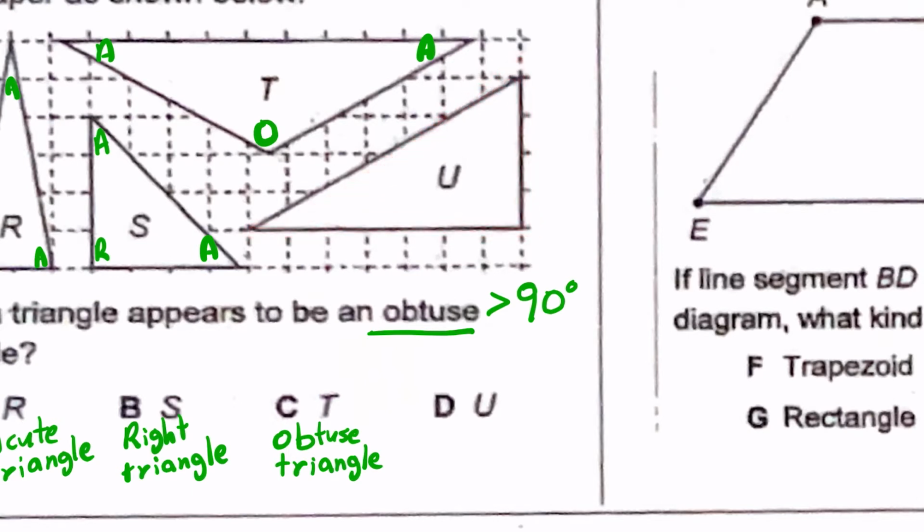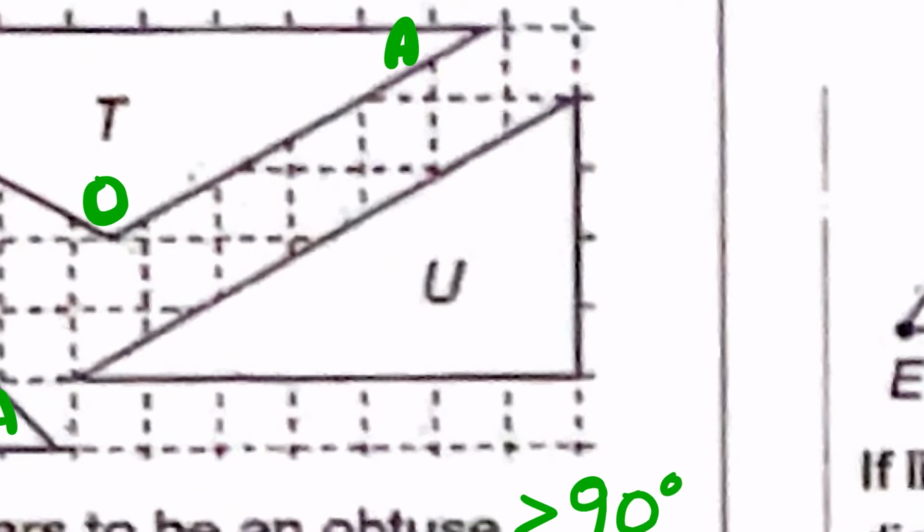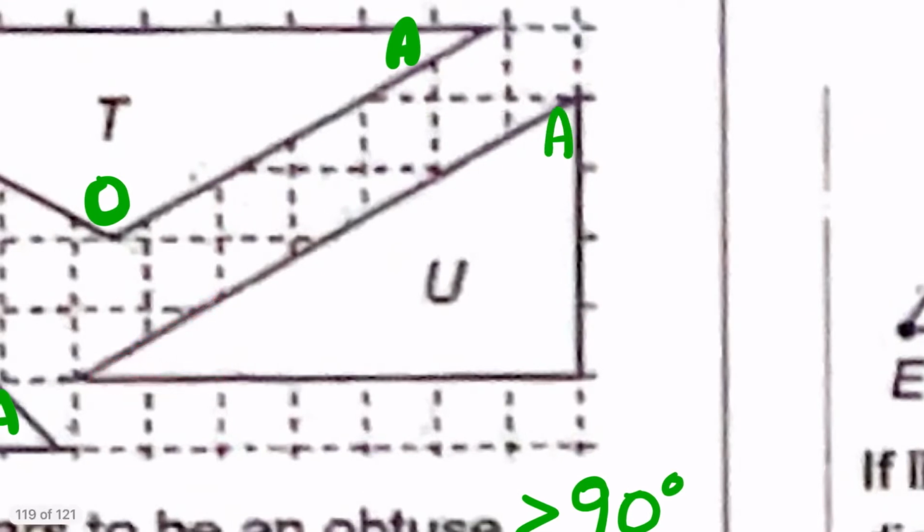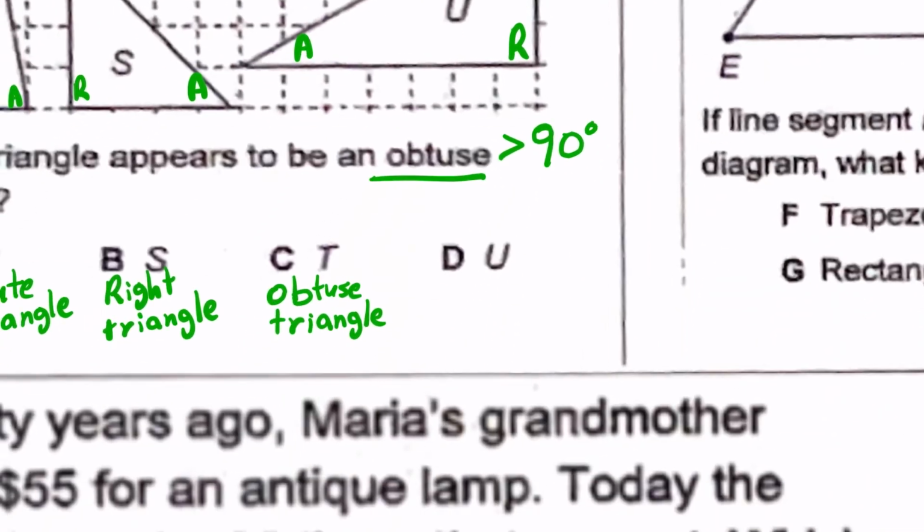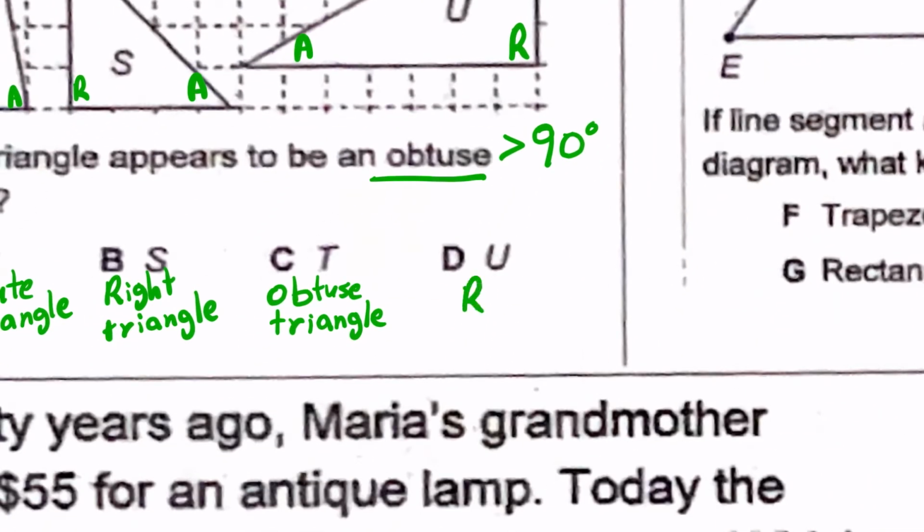Triangle U. Think about what kind of angle you have right here. You're going to notice that this is also an acute angle. Over here, you also have an acute angle. And right here, you have a right angle. So this should be a right triangle as well, just like triangle S.